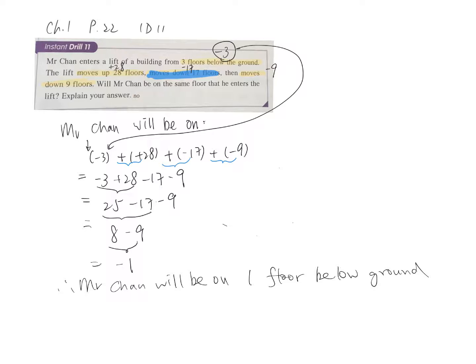So will Mr. Chen be on the same floor? The original floor, the starting point he was at, is on negative 3. So now it's negative 1. They're different. They're not the same. Therefore, I should answer no. He will not be on the same floor. That's done. Same floor.